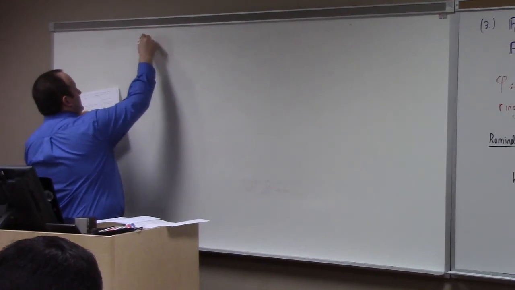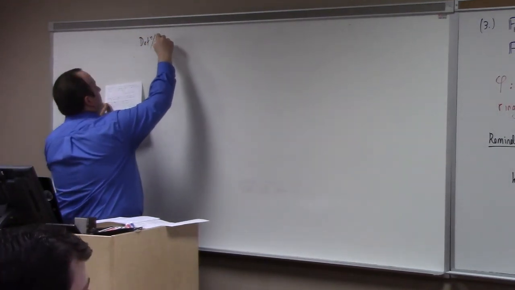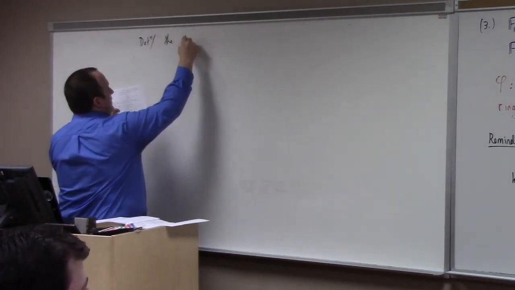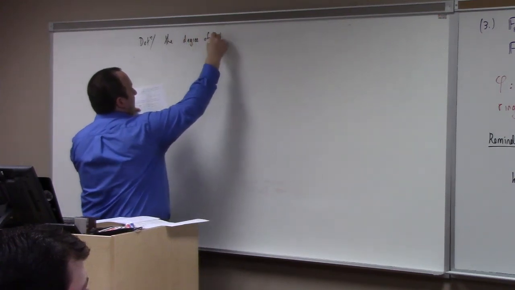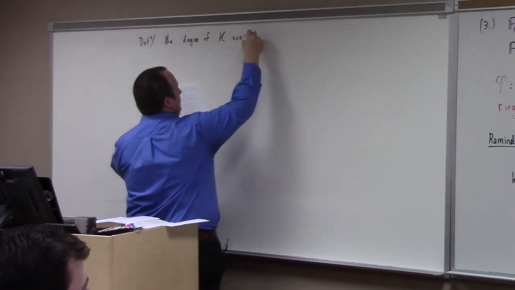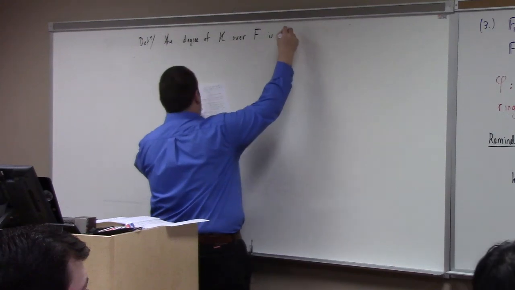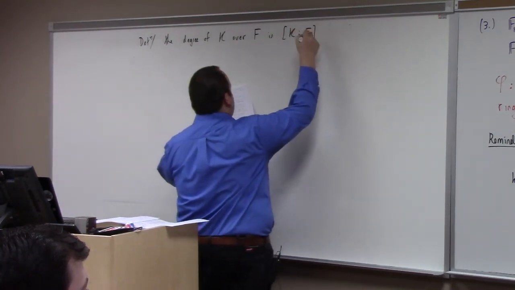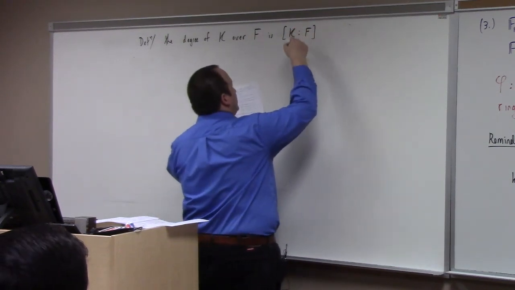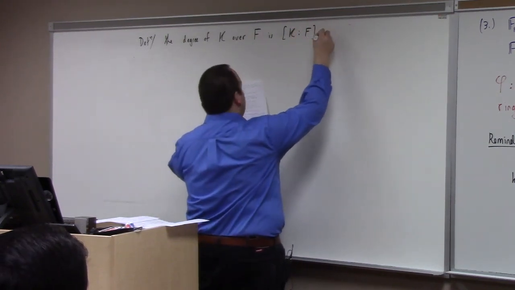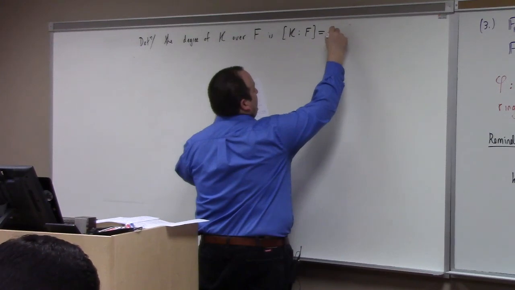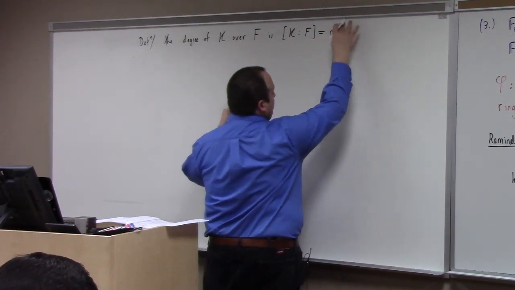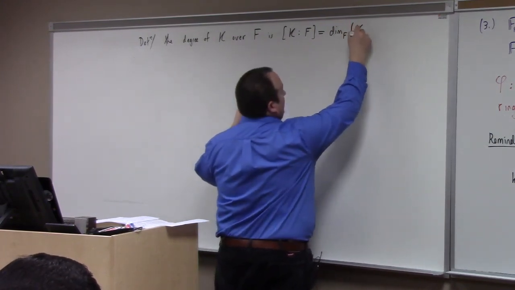So, definition: the degree of K over F is denoted by this thing again. So it's like that. What do we use this for? The index in group theory, right? So we're giving it a new meaning now. And it actually is, honest goodness, the vector space dimension of K over F.